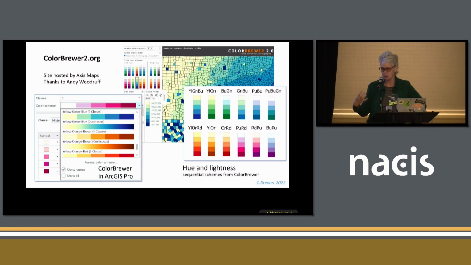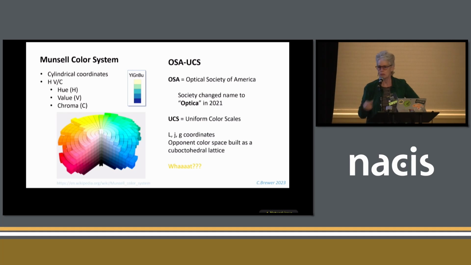For perceptual space, I tend to think in Munsell coordinates. You're probably familiar with Munsell from some part of your life. It's a system with cylindrical coordinates that has hue, value, and chroma axes. So I was acting out that yellow, green, blue scheme.